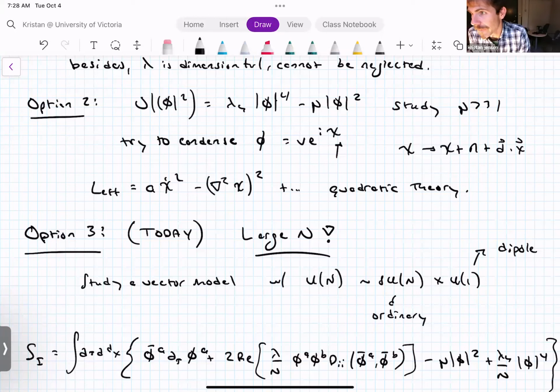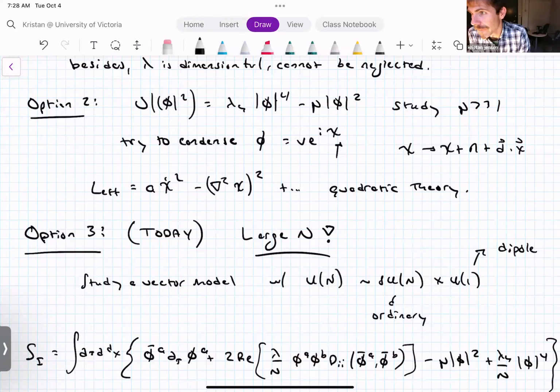So in other words, I impose the full UN symmetry, and then I impose the dipole symmetry associated with the U1, the center of the UN. All right, let's write down a Lagrangian. Well, that's what I did here.